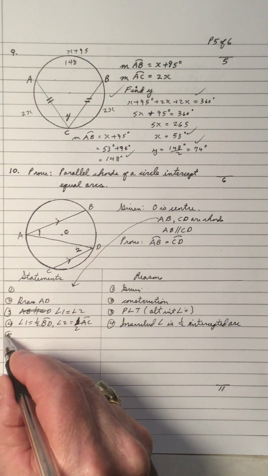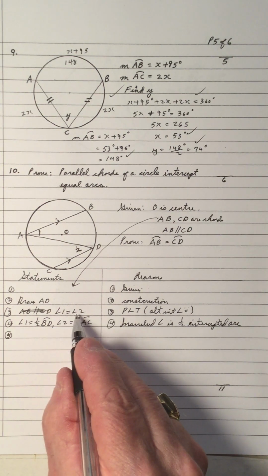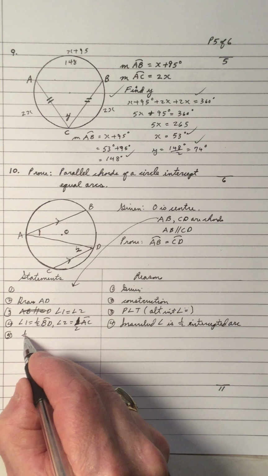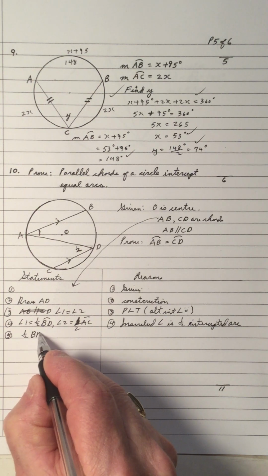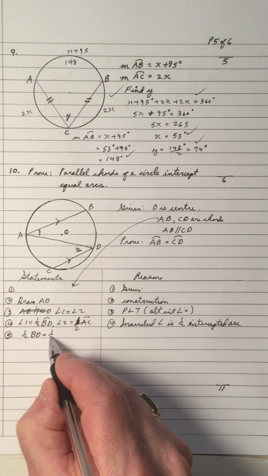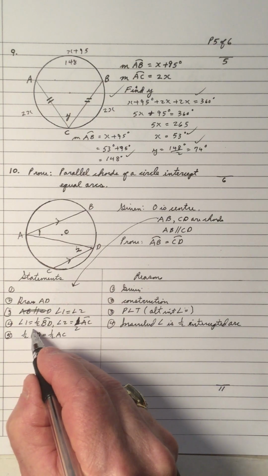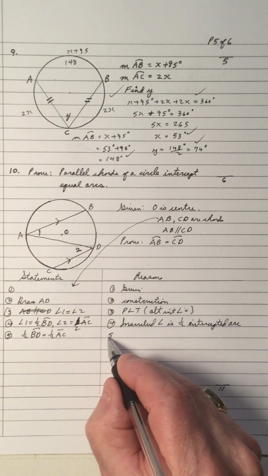And number 5, notice we got angle 1 is equal to angle 2, so we get half of BD equals half of AC. And that's the transitive property.